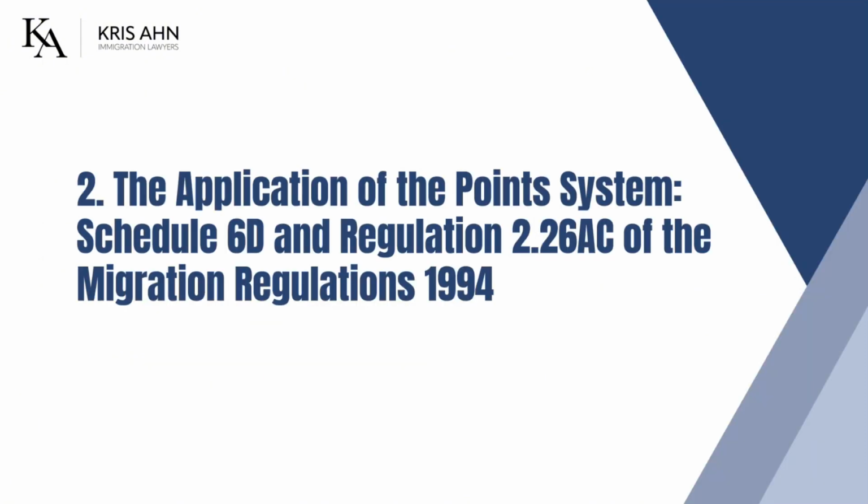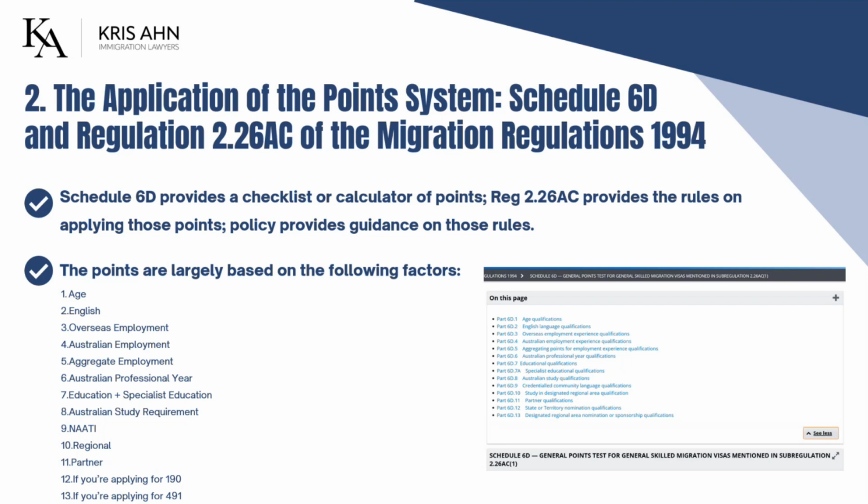Now that we have looked at the legal backbone of it all, we want to see how these points are actually scored. That part is in Schedule 6D, which is your points checklist. Consider Schedule 6D to be your checklist and Regulation 2.26AC as the rules on how to apply them. It's like building your resume. Here we are, a checklist or calculator of points, and then 2.26AC providing the rules on applying those points.